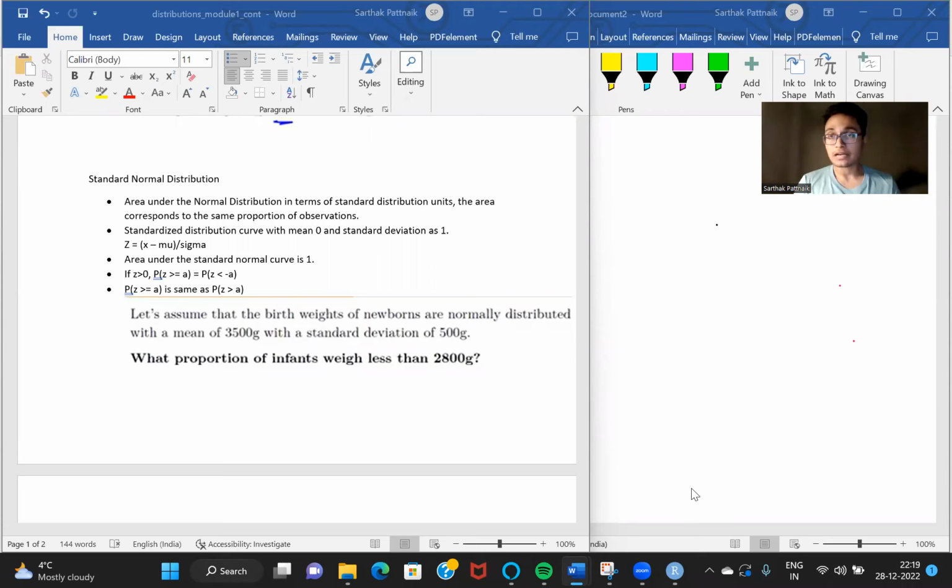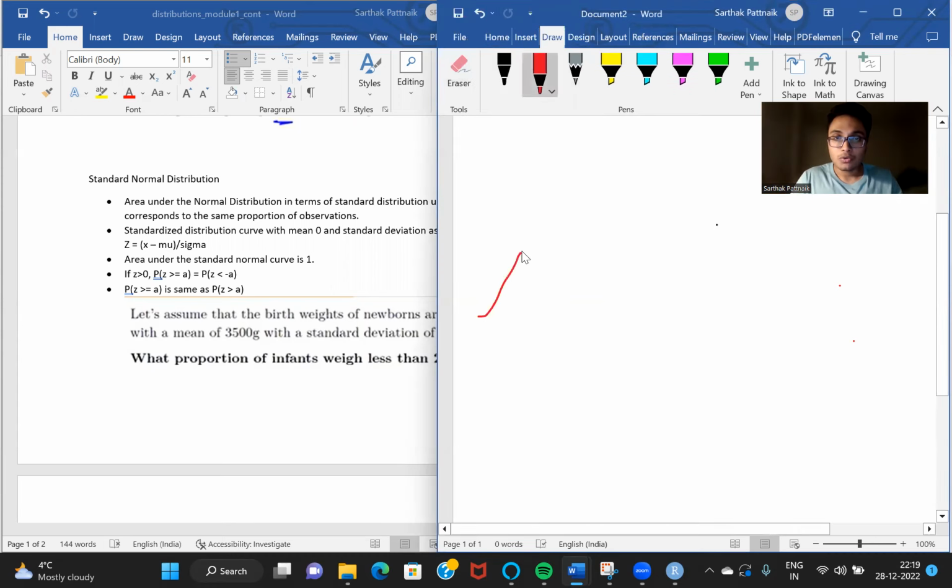What are some of the properties of a standard normal distribution curve? And fundamentally, what is the utility of standardization? Why do we need to standardize a normal curve in the first place? So we'll begin this discussion by understanding what the basic concept of standardization is.